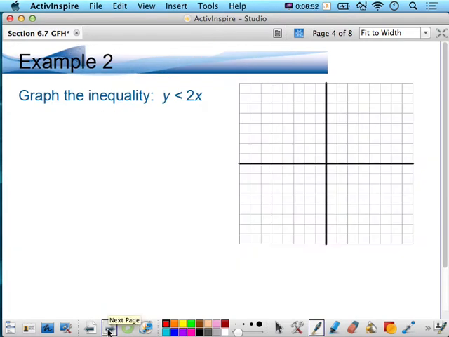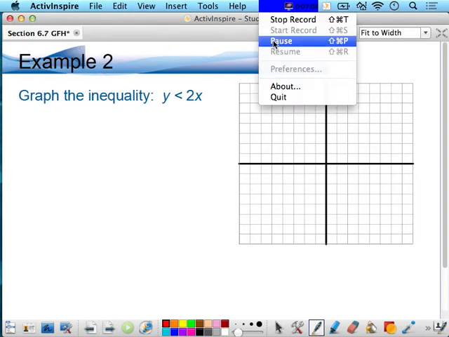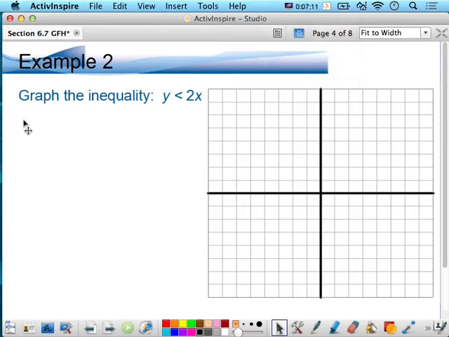I'm going to pause for a second and see if you guys could graph this one. The nice thing about this is y is already by itself. But be careful because it no longer has an equal to with it, it's strictly less than. So y is less than 2x. For this example, we see that y is already by itself. And so we know that it's going to be dashed or dotted because there is no equal to line underneath it, and that it's going to be shaded below.